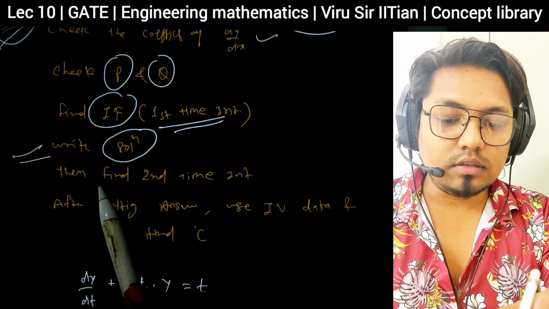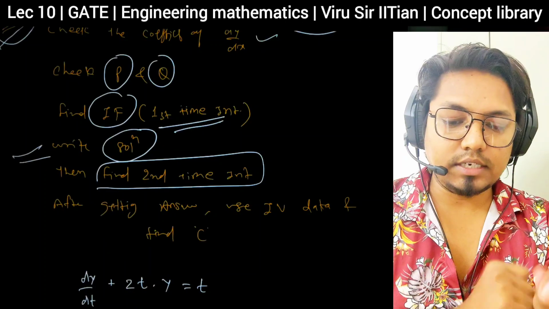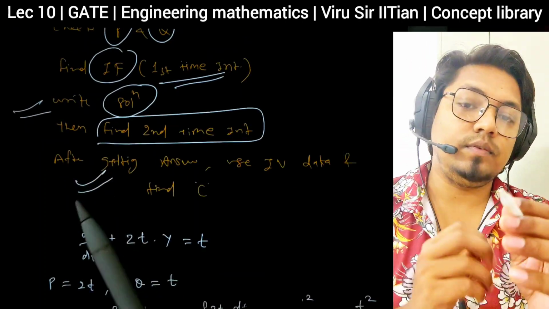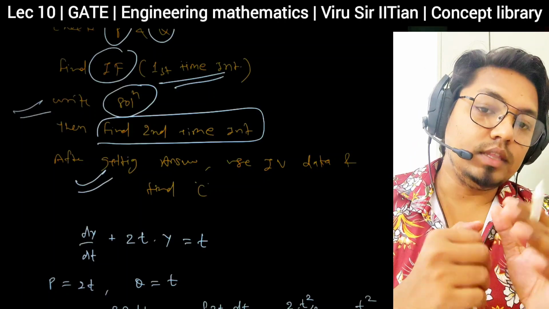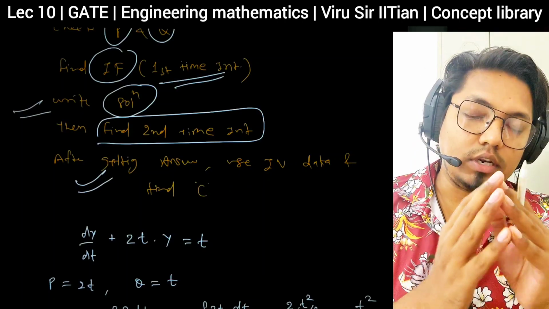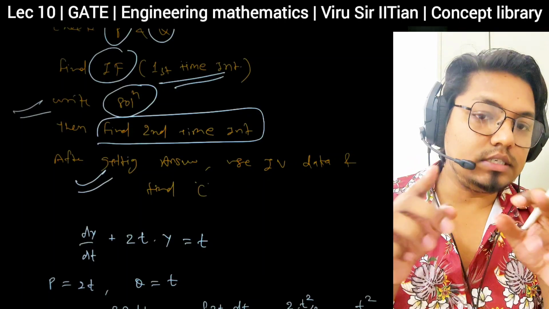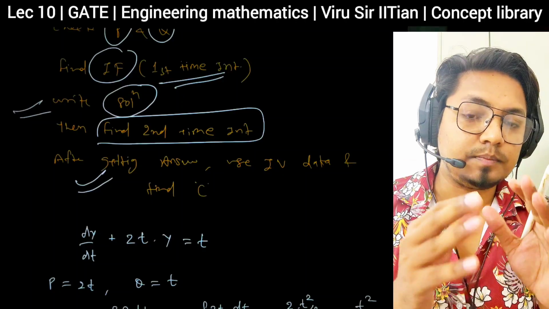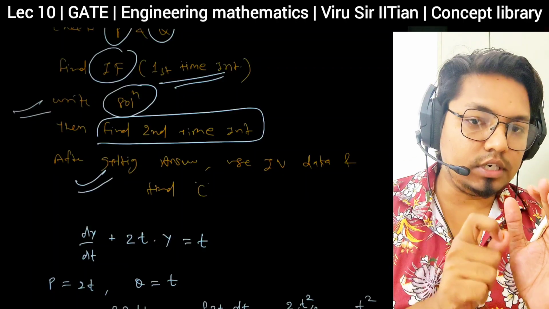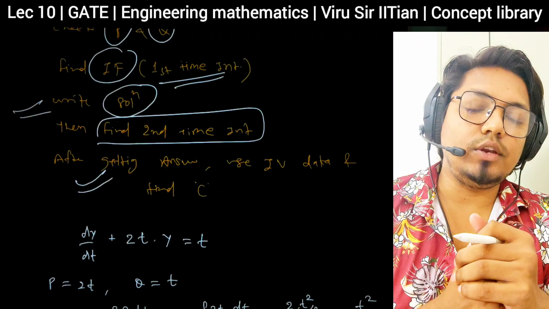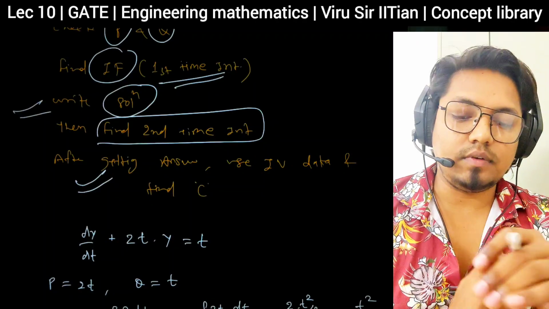Then do the second integration, the right side part. If the initial value is not given, then that itself will be the complete solution in terms of the constant. But if initial values are given, then you figure out the constant value. That's why they give the initial value, so that you can find the constant value.